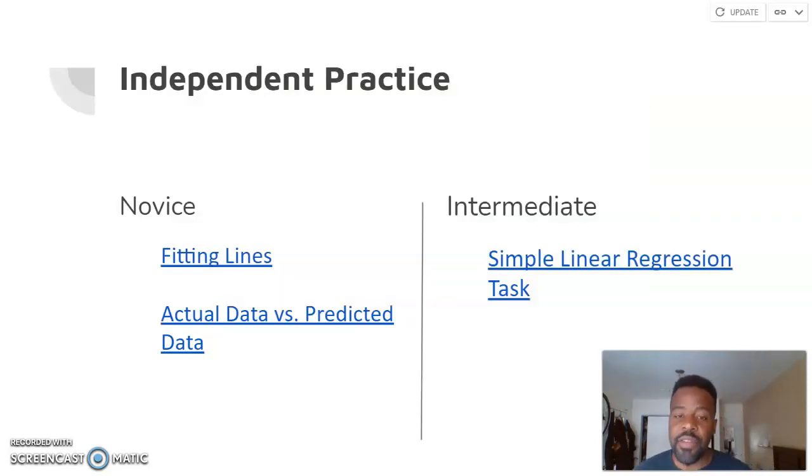And then after looking at that video, I want you guys to go ahead and, depending on your understanding of regressions, in particular linear regressions, we have, for some folks who are not familiar with it, two activities under the novice category, fitting lines and actual data versus predicted data. And then for folks who have a somewhat understanding, there is a simple linear regression task centered around NFL or sports leagues, NFL, MLB, and the NBA. Again, pause, take some time with that, and then come back and we can check in.